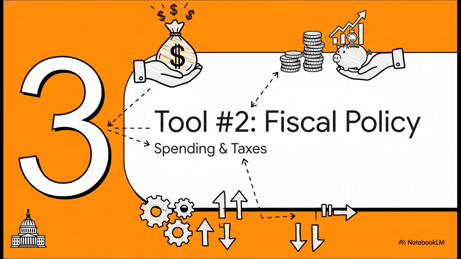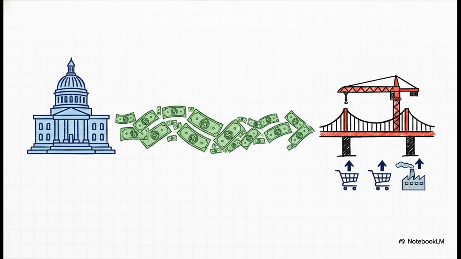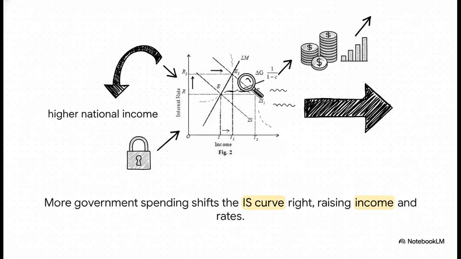And this one is controlled by the government itself, through its big decisions on spending and taxes. Now, say the economy is in a really serious downturn, maybe even a depression. The government can decide to step in and just start spending more money. We're talking about things like big infrastructure projects, building roads, bridges, which directly pumps up demand for goods and services. And back on our dashboard, this government spending spree shifts the IS curve to the right.